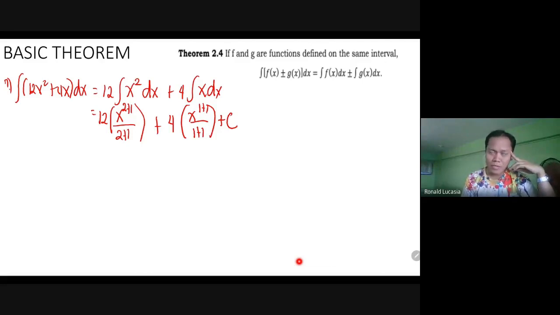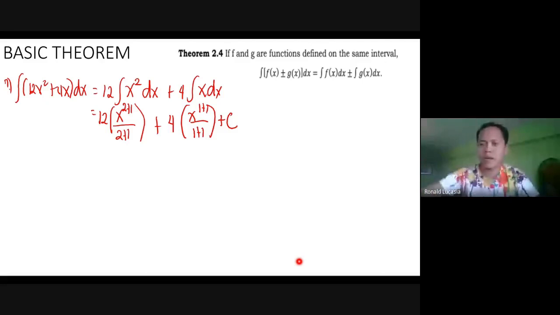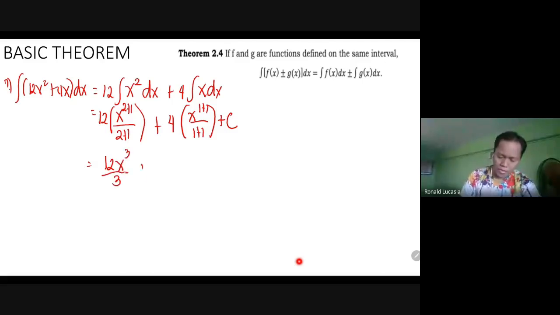No matter how well you presented your solution, if you don't put c, then you will not be getting any credit for your answer. So this will be 12x cubed over 3 plus 4x squared over 2 plus c, which can be further simplified as 12 divided by 3, that's 4x cubed plus 2x squared plus c.